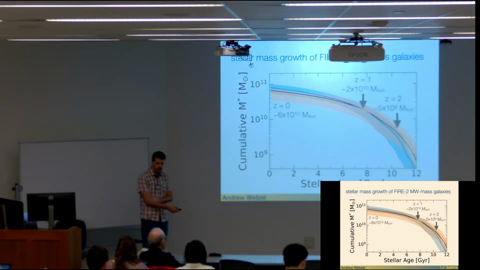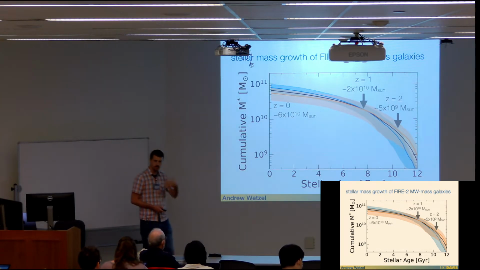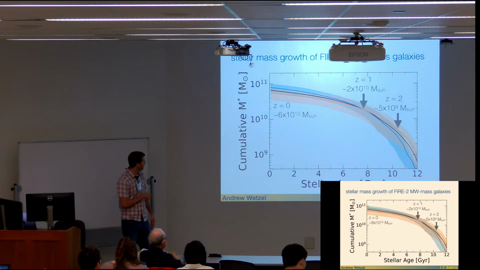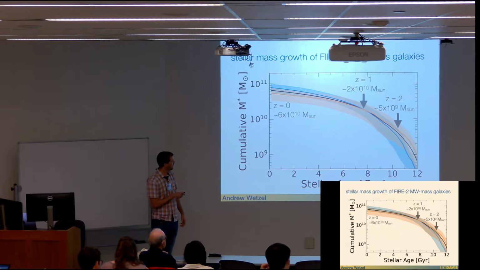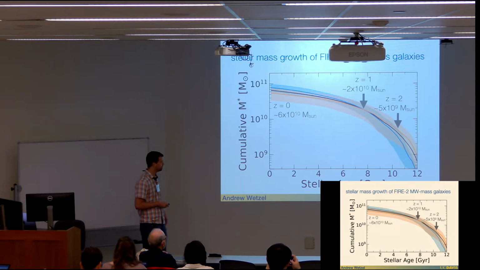Again, just to reemphasize, everything I'm going to show you is across the histories of what are present-day Milky Way mass galaxies. So for those of you who think more at high redshift, the stellar masses of these galaxies are roughly 6 by 10^10 today. If we go back to redshift 1, the typical stellar masses were about 10^10 or 2 by 10^10. And at redshift 2, for example, stellar masses of a few by 10^9.